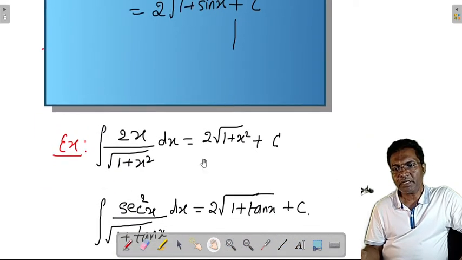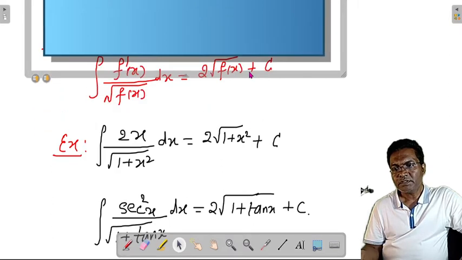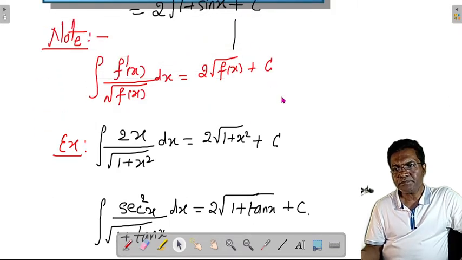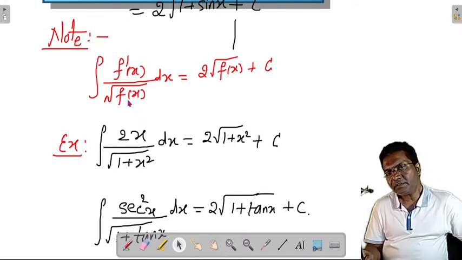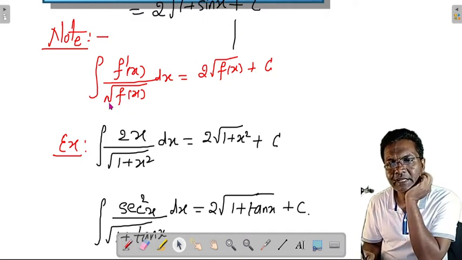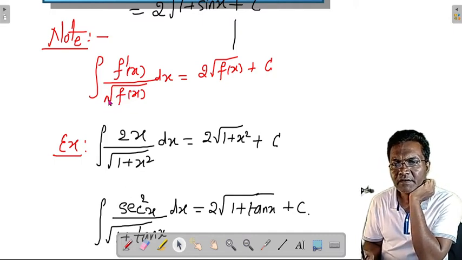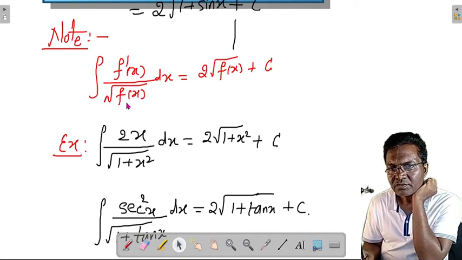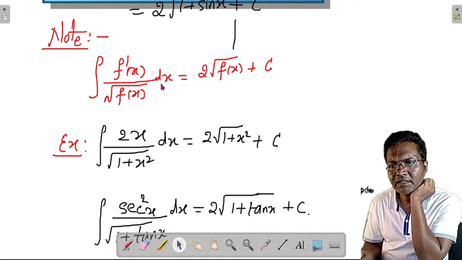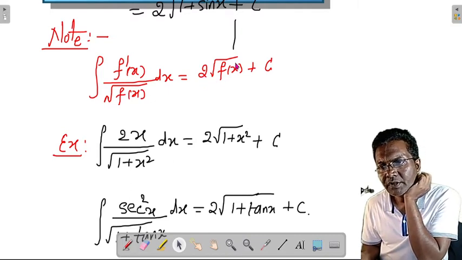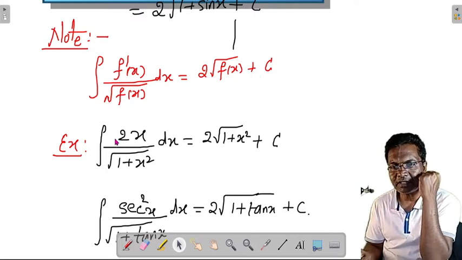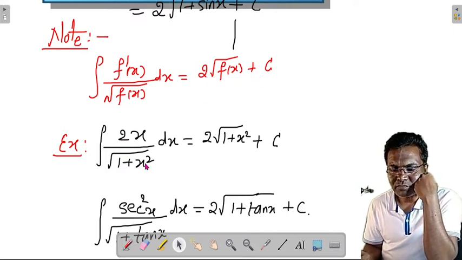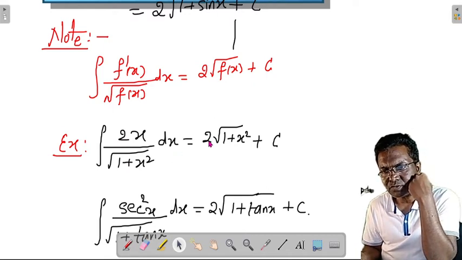And one thing to be noted, see here, note down this property. Suppose the numerator is the derivative of f of x, provided f of x is in the root. Okay, f dash x by square root of f of x. If the derivative is in the numerator, you can directly write it as 2 into root f of x plus c. Look here: 2x by square root of 1 plus x square dx, you can write it as 2 into square root of 1 plus x square, because its derivative is here.